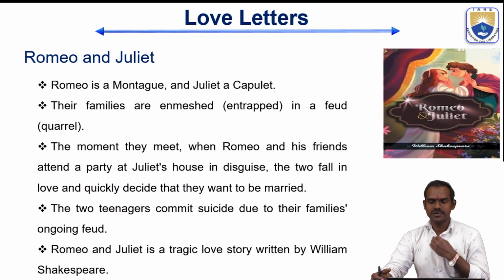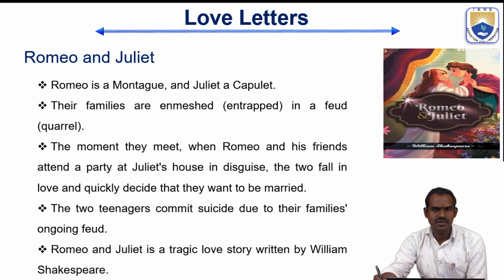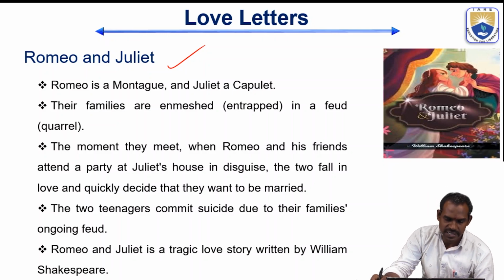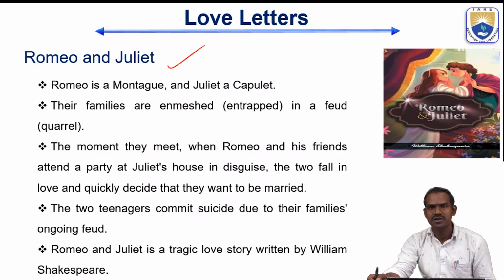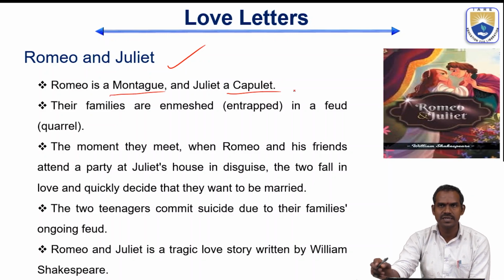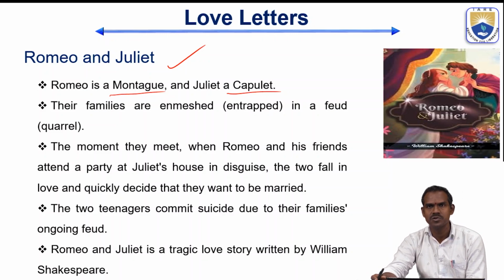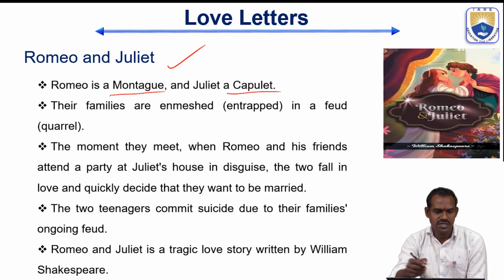So let's look at some real love stories to take inspiration on how to have the right attitude. Romeo and Juliet, the very famous love story between Romeo and Juliet. Romeo is a Montague and Juliet is a Capulet. What are Montague and Capulet? Their family names, which were described in Shakespeare's love story. He has written the love story of Romeo and Juliet, and in that he has given the family name Montague to Romeo and Capulet to Juliet.